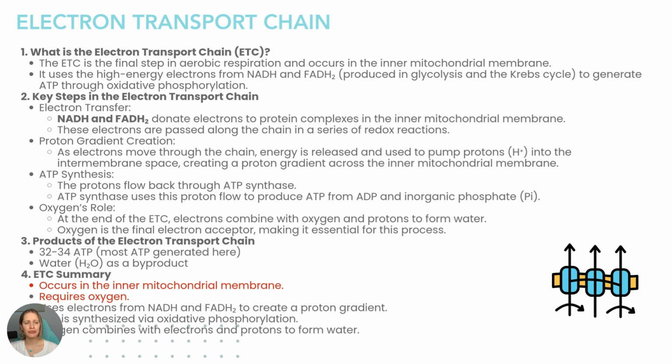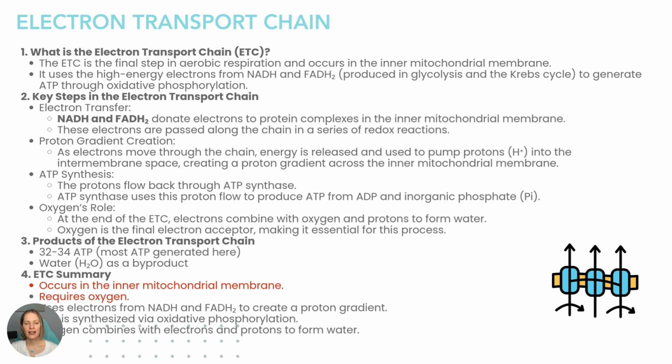So then you have these protons flow back through the ATP synthase there, and the ATP synthase uses this proton flow to produce ATP from ADP and inorganic phosphate. So what's the role of oxygen here?